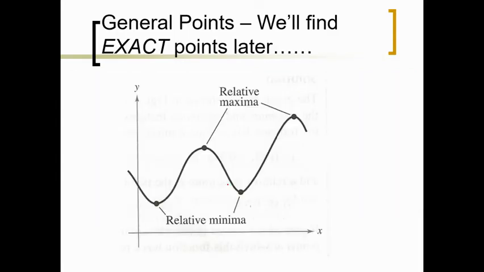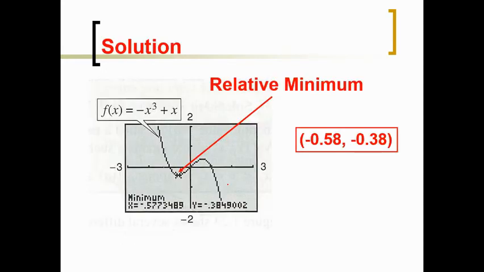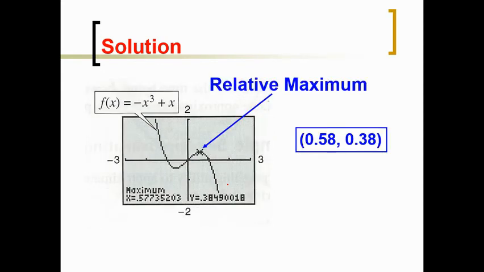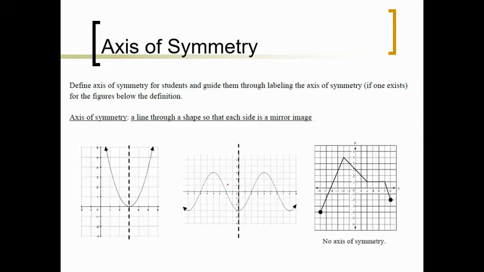All right, and we'll find exact points later, but you can have a number of what are called relative maximums or relative minimums. So here we're using probably a TI-84, and you can actually do this with the calculator, which I'll show you guys later. We can find relative minimums and relative maximums. You're going to want to use the calculator or Desmos for that.